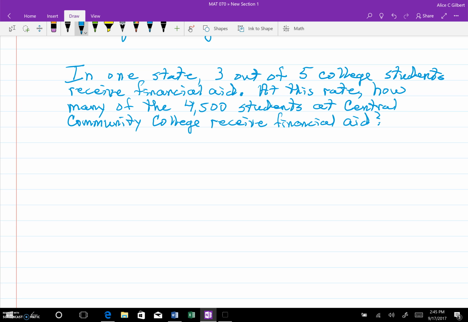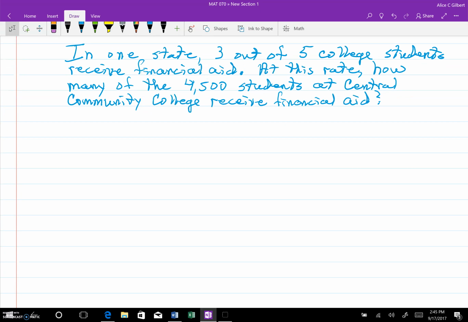All right, so let's look at one more. In one state, 3 out of 5 college students receive financial aid. At this rate, how many of the 4,500 students at Central Community College receive financial aid? So first we need to set this up.